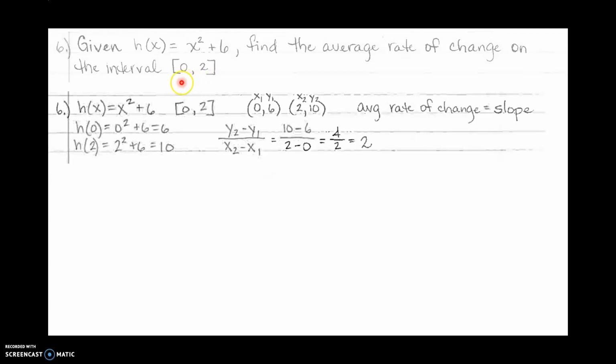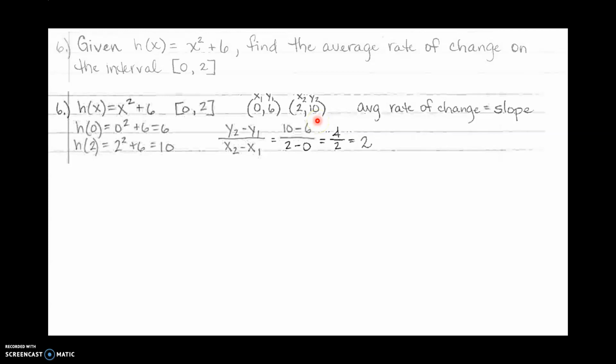This is not an ordered pair. See how it has brackets? These are your 2 x values. It says the interval from 0 to 2. This is x1 and this is x2. So I've got 0 and I've got to find the y value that goes with that. And I've got 2 and I have to find the y value that goes with that.